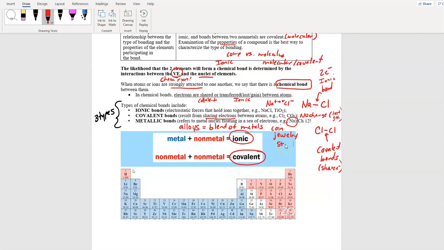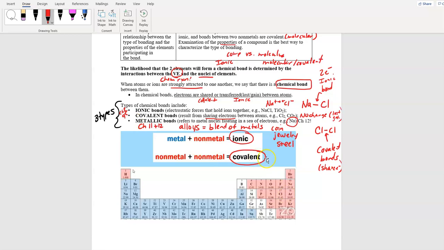So coins, jewelry, or steel, those would be like metals blending, notice I didn't say bonding, blending with other metals, okay? So any type of metal and their nuclei floating in a sea of electrons. As I told you, we're going to get more into this in chapters 11 and 12. This chapter, I'm going to be focusing more on these two, and chapter 9 also. So this right here, you're going to see in chapters 8 and 9, okay?